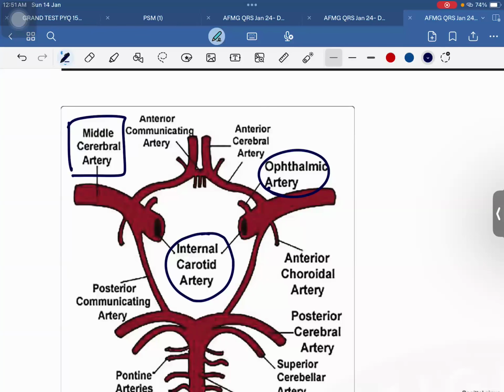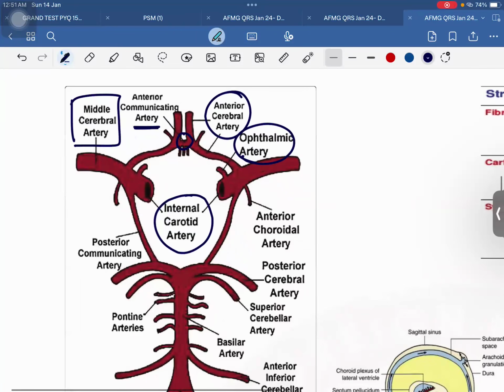So the other branches of the internal carotid artery will be the anterior cerebral artery. Both these anterior cerebral arteries are connected by the small artery known as the anterior communicating artery, beta. And this anterior communicating artery aneurysms can also cause compression of the optic chiasma, leading to bitemporal hemianopia in the patient, and this is the most common site or the most common artery to rupture in case of berry aneurysm rupture in a patient of subarachnoid hemorrhage.